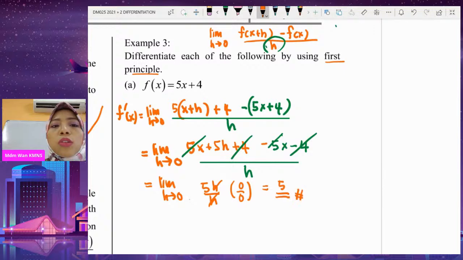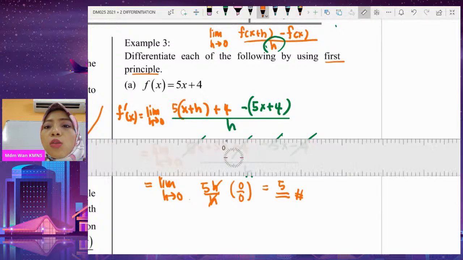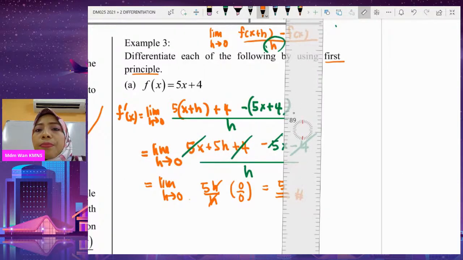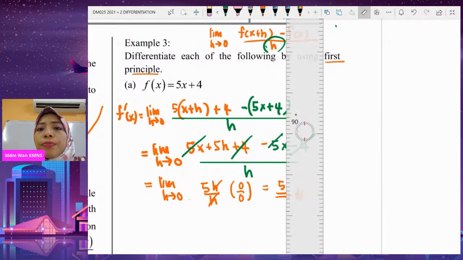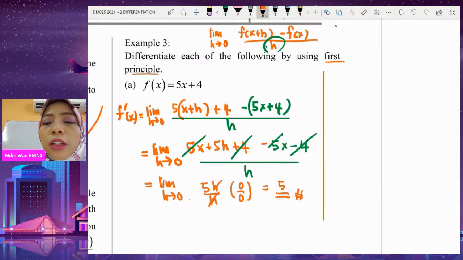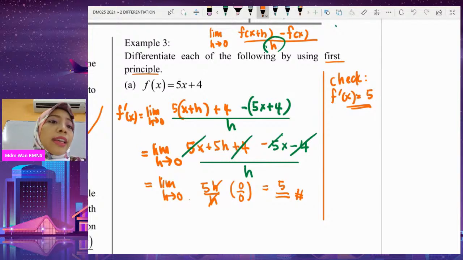So how are you going to check your answer? When you f prime, you can always check your answer, check if f prime x. Okay, ini you jangan tunjuk, you just scribble anywhere. Okay, understand or not this example? Can? Okay, can I proceed everyone? Do you have any question?